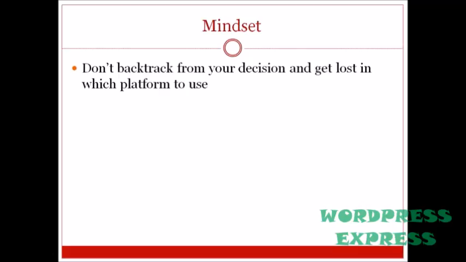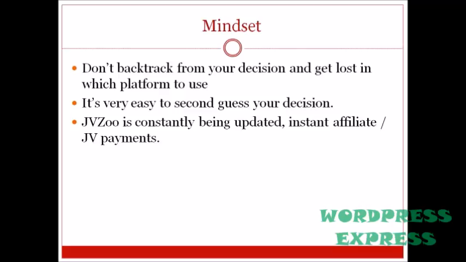And that mindset is to stick with your decision to put your product on JVZoo and get this done. A lot of times it's very easy to backtrack on your decision while you go through any type of video course. You've chosen JVZoo, and then you've got your friend over there telling you about DigiResults or ClickBank. What I want you to do is just get your product onto JVZoo, set up an affiliate program, and then you will begin to see some results. And it's very easy to second guess your decision.